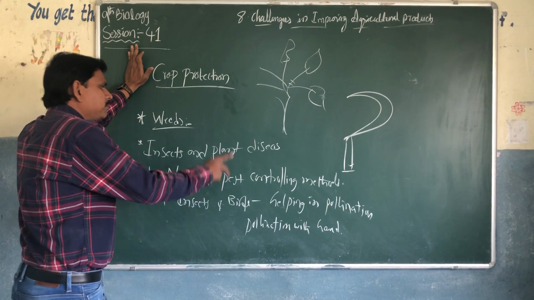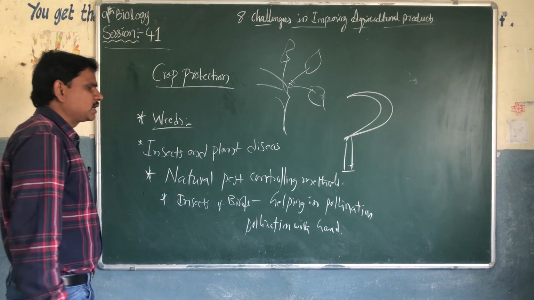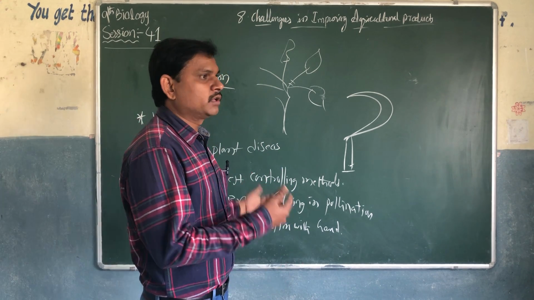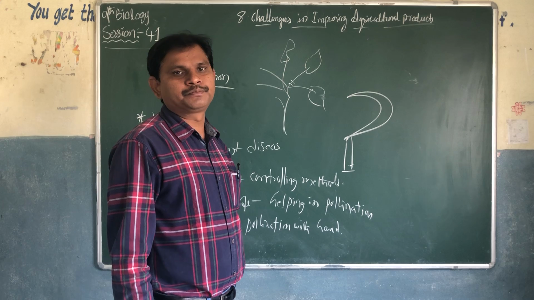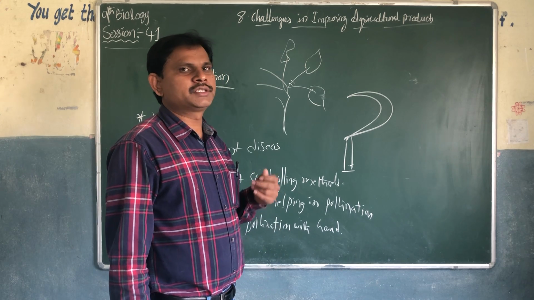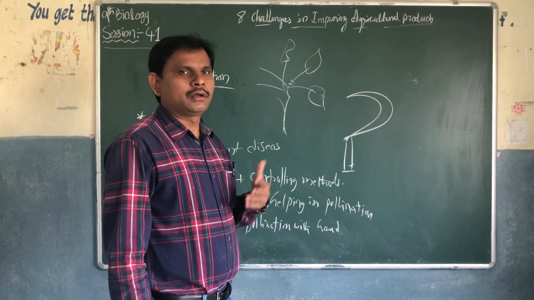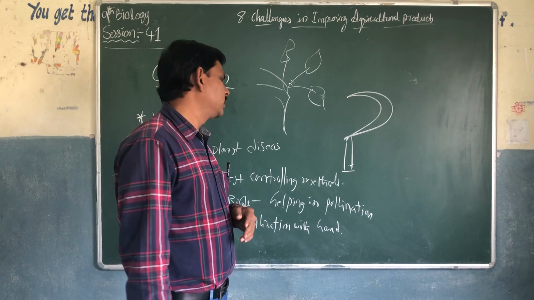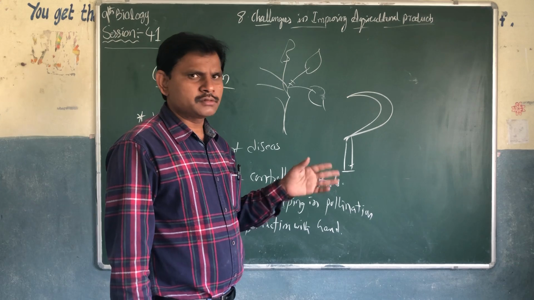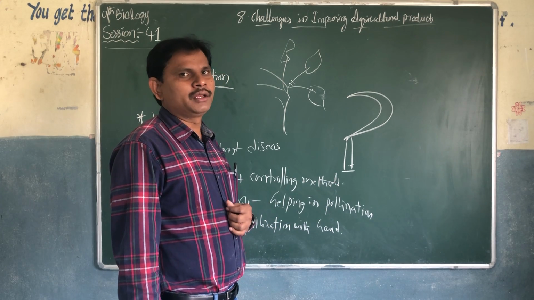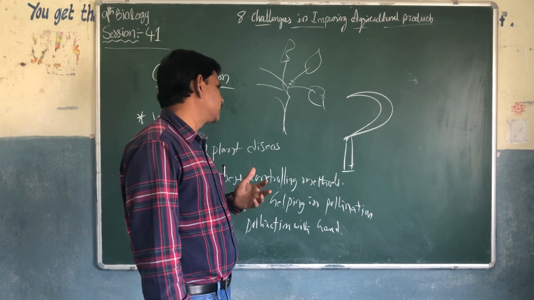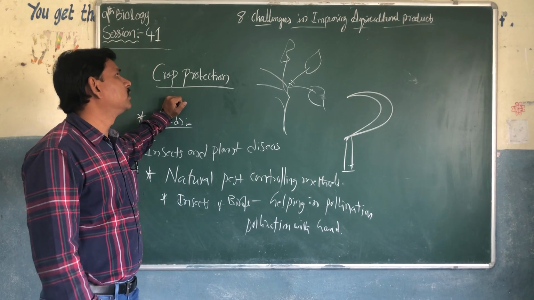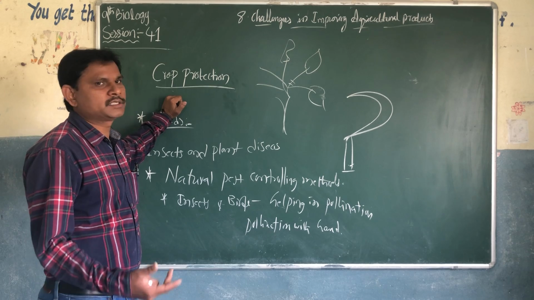So, natural pest controlling methods. Insects are very helpful for pollination. If there are no insects, we cannot get the fruit materials also. So pollination is done by butterflies, honeybees, winds, waters. There are so many birds. They do the pollination naturally. This is about today's topic of the 8th lesson. We have completed the challenges in improving agriculture produce.